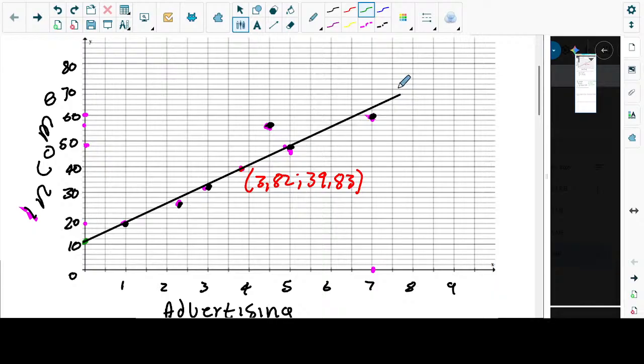Yeah, so you can also show that point, because I remember I told you even on the midpoint you were supposed to rate it. What did you get? It was 3,82 and the other one was 39,83. So you need to show them. You need to show, okay, this one is the midpoint, and then this point you also need to show it.